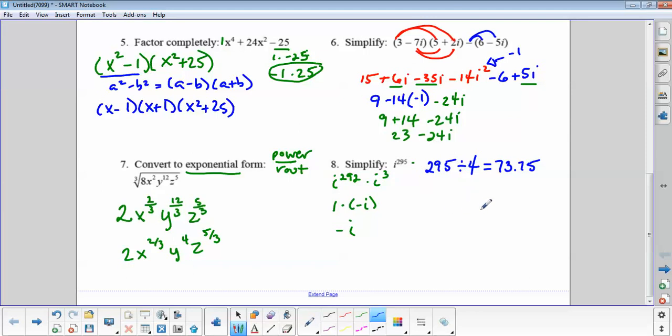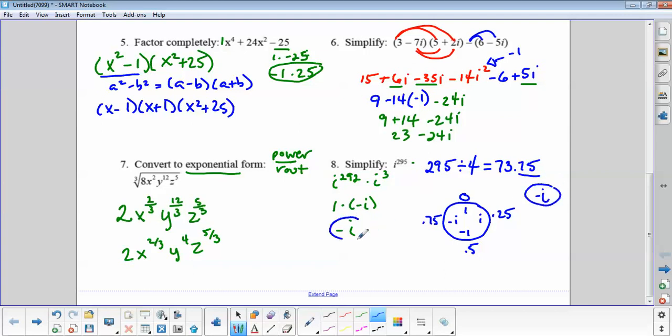So remember, you have this circle, and in the circle your answers might be 1 or i or -1 or -i. And the part after the decimal here, that tells you which of these answers it is. So if it was just 73 even, that would be the answer 1. If it was a 0.25 answer, your final answer is i. If it's a 0.5, your final answer is -1. And if it's a 0.75, your answer is -i. So after you divide it by 4 and you find the 0.75, now you know your answer is -i.